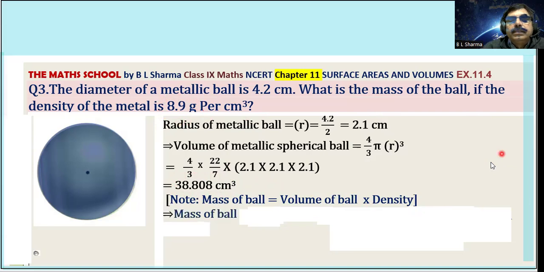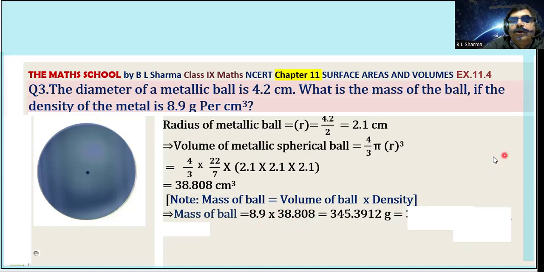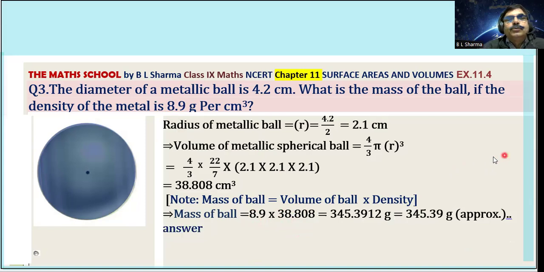So approximately we have taken 38.808, and the density is given 8.9. That is density, and this is volume. Multiply and get the answer. That is 345.3912 gram, or approximately we can write 345.39 gram, and this is the approximate value, and this is the answer of this question.